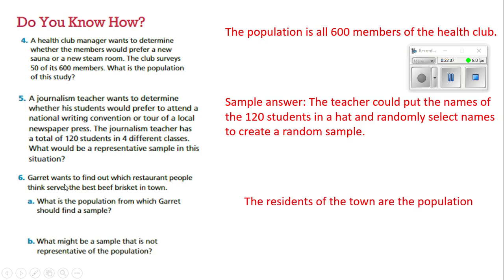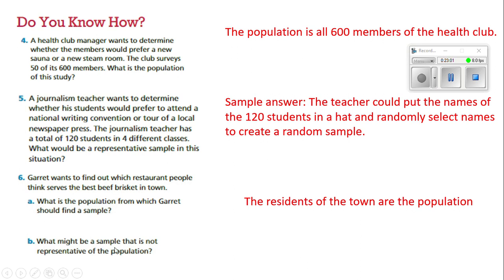Next, Garrett wants to find out which restaurant people think serves the best beef briskets in town. What is the population from which Garrett should find the sample? Well, that's the residents in the town because they're the population. All the people that go to eat at the restaurants are the people from the population of the town.